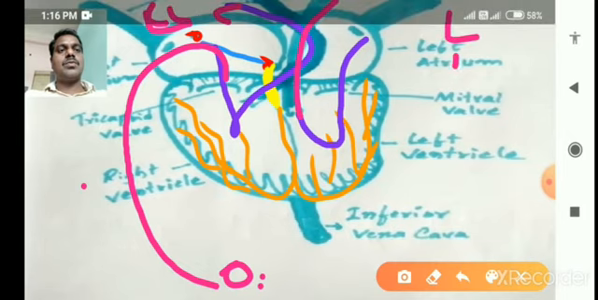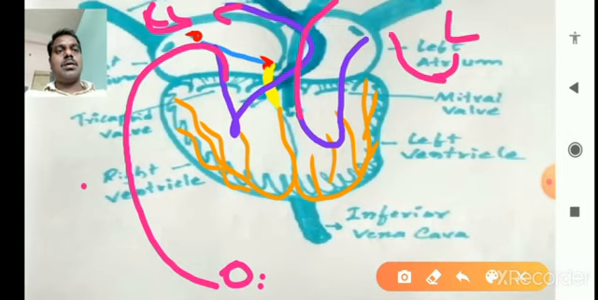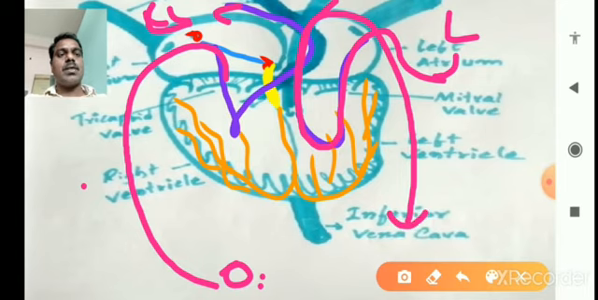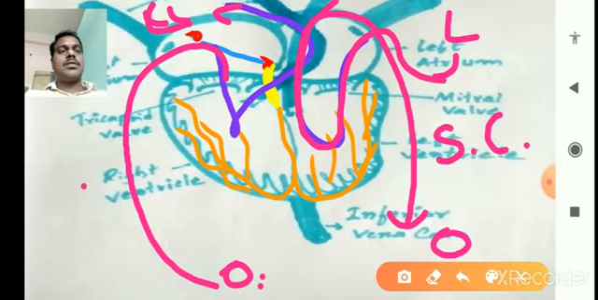from the lungs goes to the right auricle, left auricle, to the left ventricle, to the main aorta, to the body structures and organs. So this we call systemic circulation, right? This is called systemic circulation, and this is called pulmonary circulation.